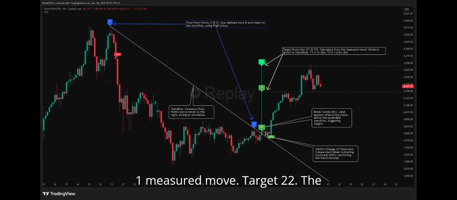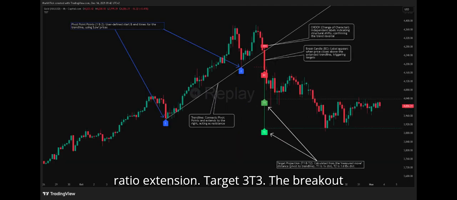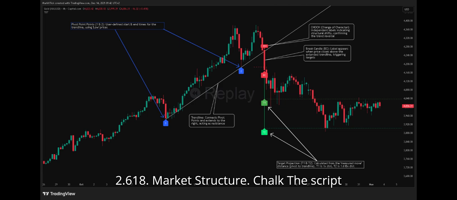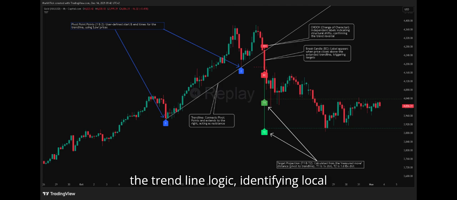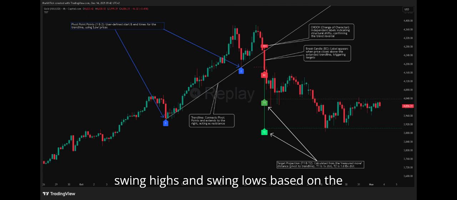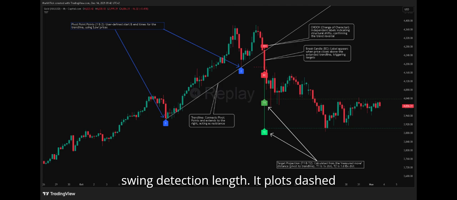Target 2, T2, the breakout price plus or minus distance times 1.618. Based on the golden ratio extension. Target 3, T3, the breakout price plus or minus distance times 2.618. Market structure, CHoCH. The script includes an optional change of character, CHoCH, module. This runs independently of the trendline logic, identifying local swing highs and swing lows based on the swing detection length. It plots dashed lines and labels to visualize immediate shifts in market structure.